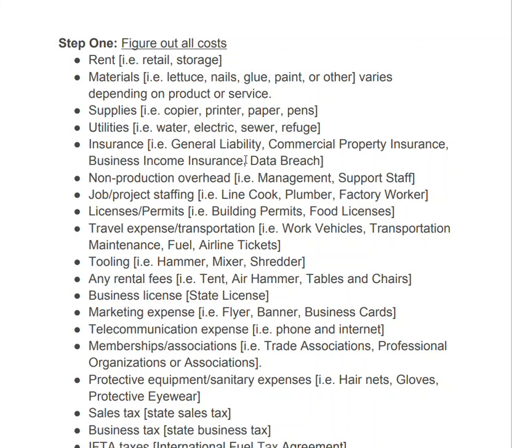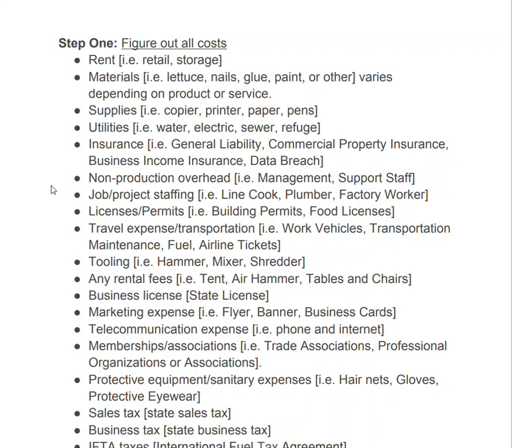Here's another one, data breach. What if your product or service or your customer base or whatever it is was hacked? You were hacked and they were affected. Do you have insurance against that? Because that can, of course, cost you your business. All right. Little things that we have to consider.